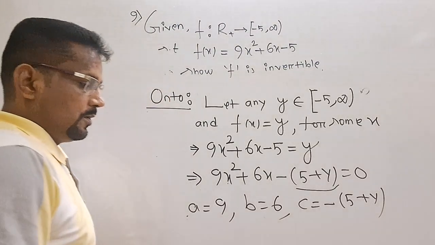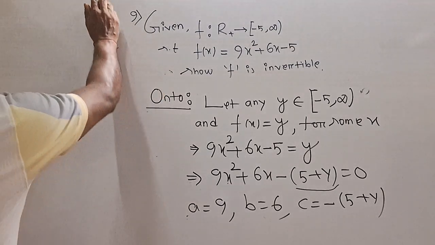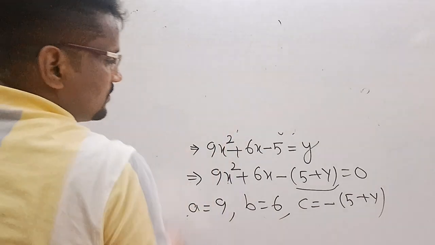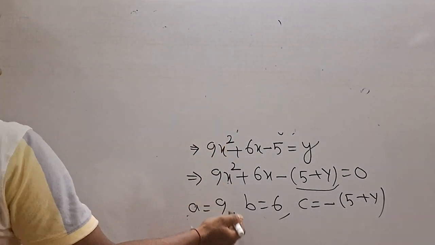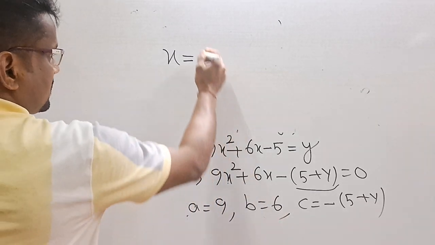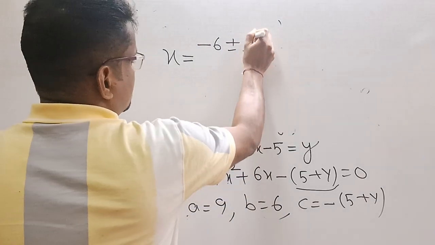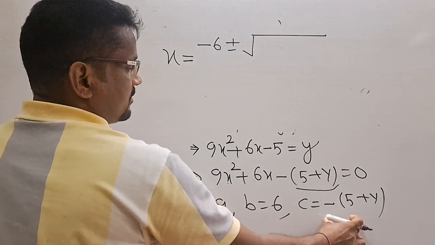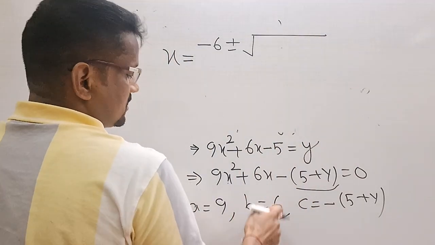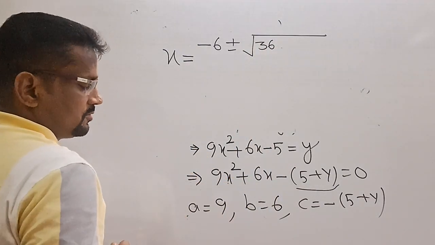Now we are going to use the quadratic formula to find this. Now let us use the quadratic formula here. So using the quadratic formula, x equals minus b, where b is minus 6, plus or minus the square root of b squared, that means 6 squared, that is 36, minus 4 times a into c.